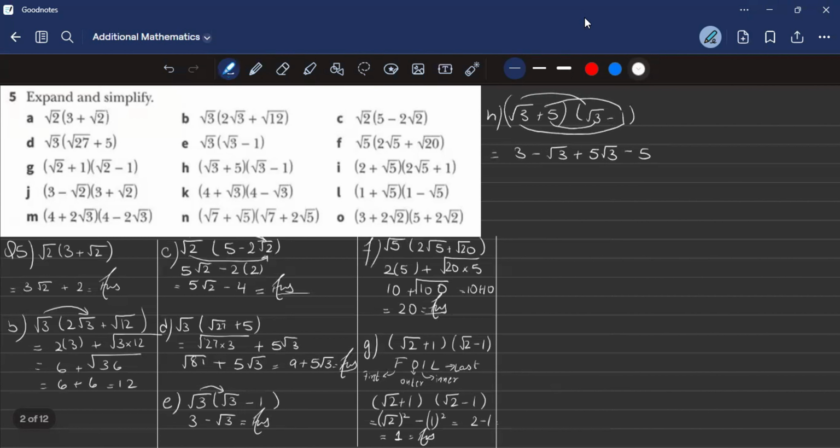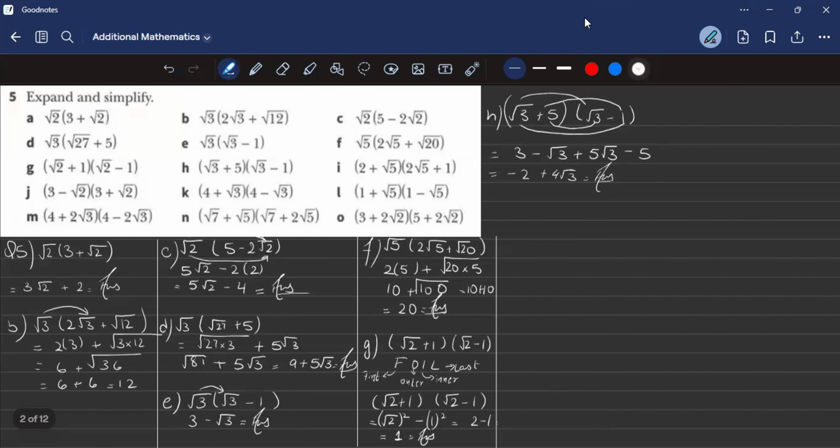Okay. So that's it. Now we're going to solve this up. 3 minus 5 is negative 2, plus 4 under root 3. And that's our answer for part H.